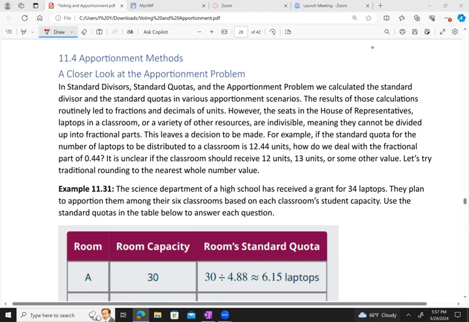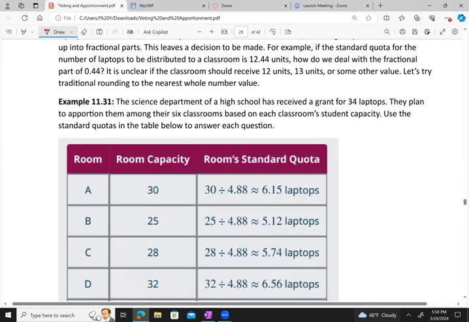However, the seats in the House of Representatives, laptops in the classroom, or a variety of other resources are indivisible, meaning they cannot be divided up into fractional parts. This leaves a decision to be made. For example, if the standard quota for the number of laptops to be distributed to a classroom is 12.44 units, how do we deal with the fractional part of 0.44? It is unclear if the classroom should receive 12 units, 13 units, or some other value. So let's look at traditional rounding.